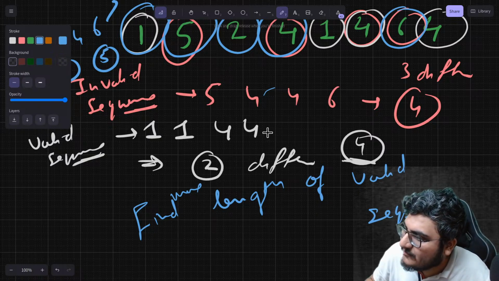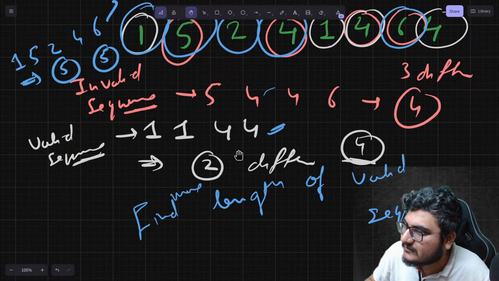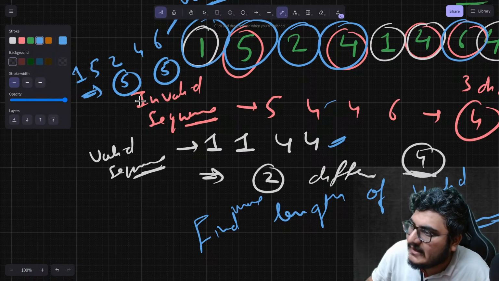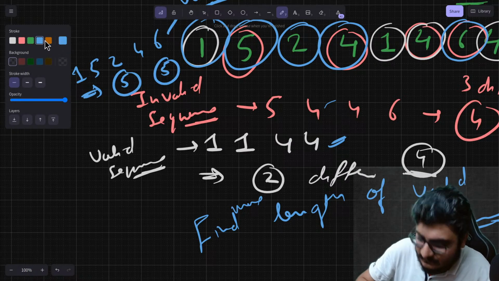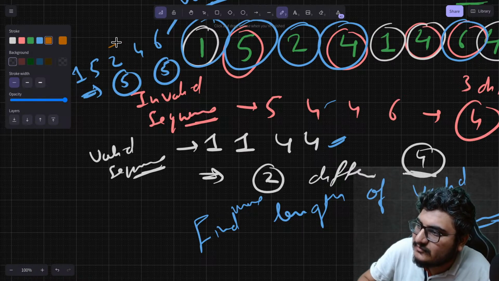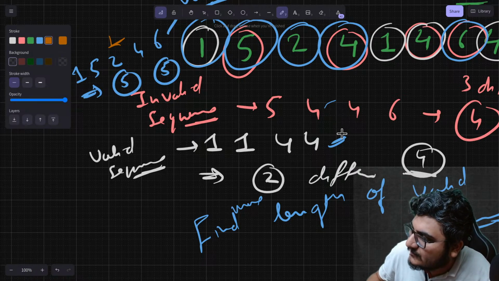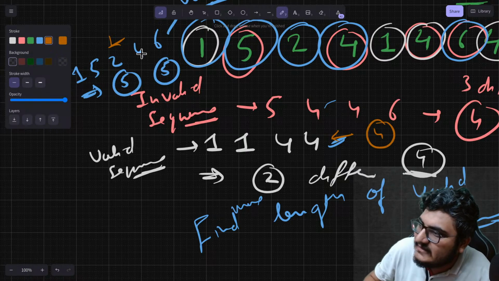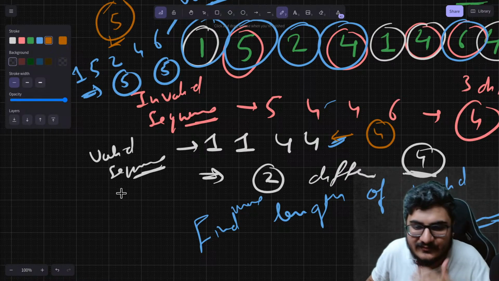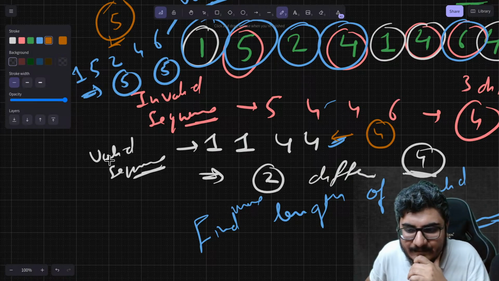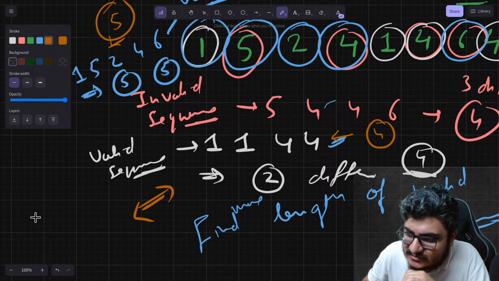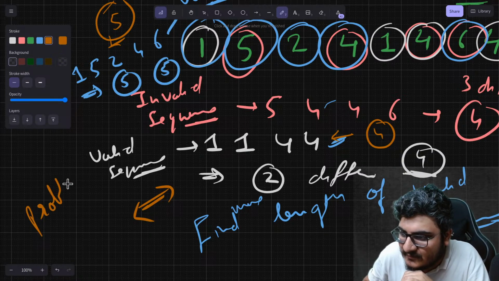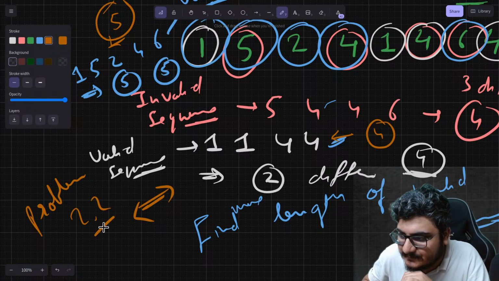In this case, 1144 is also a valid sequence, and 15424 is a valid sequence, but here the length is 4, here the length is 5. So in this case, the answer here would be 5. And this is the problem statement. Any questions on the problem statement before we move on to the solution?